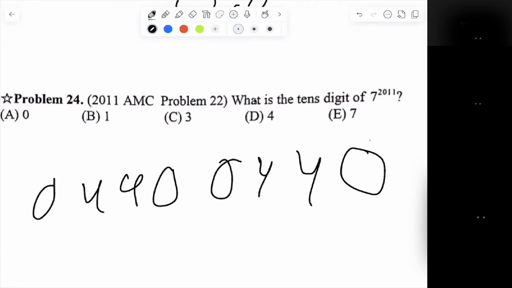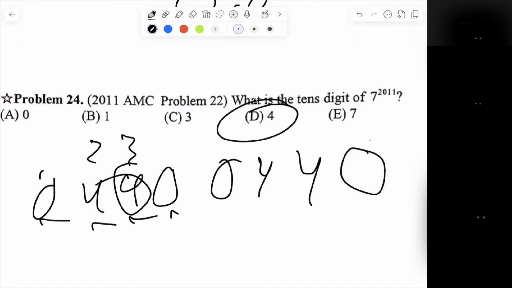So what do we do from here? Notice that the remainder when divided by 4 tells you which tens digit it is. In this case, it's 7 to the 2011. What is 2011 divided by 4? Well, that's going to be a remainder of 3. From here, we get 1, 2, 3, so the answer is 4, or D.